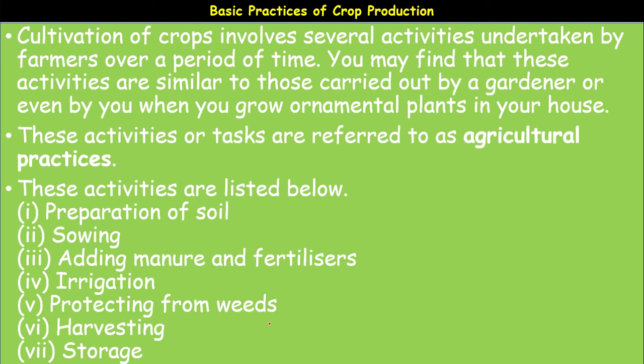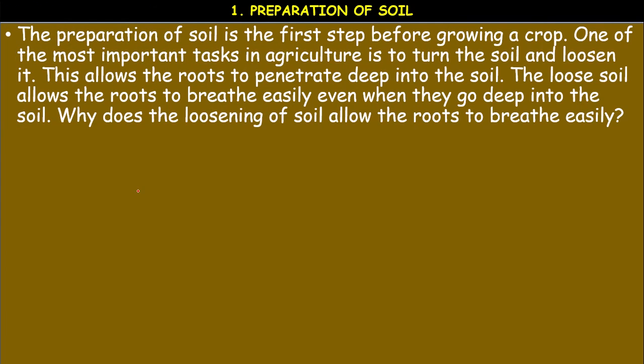The step-by-step methods of agriculture are the preparation of soil, followed by seed selection and sowing, followed by manuring, followed by irrigation, followed by weeding, followed by protection from stray animals, birds, pests and diseases, followed by harvesting, threshing and winnowing. Finally, storage. Isn't it, children? So, first step, preparation of the soil.